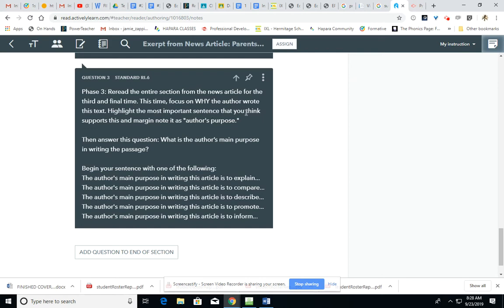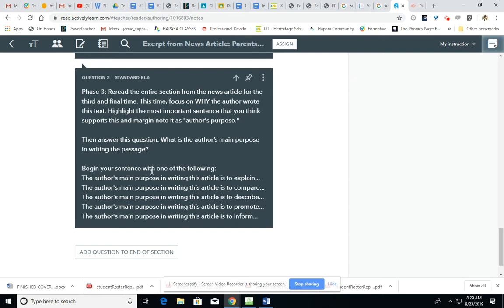Highlight the most important sentence that you think supports this and margin note it as the author's purpose. So one sentence for the entire passage at the top. Find one thing that you think communicates that author's purpose most clearly. And then answer the question, what's the author's main purpose in writing this passage?